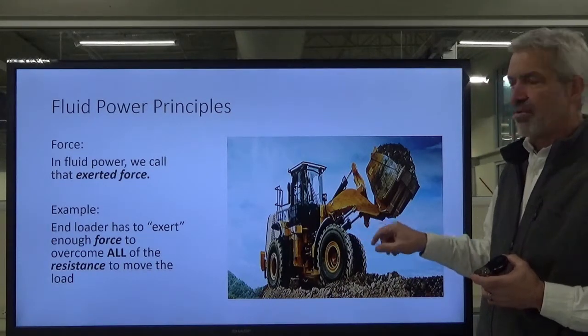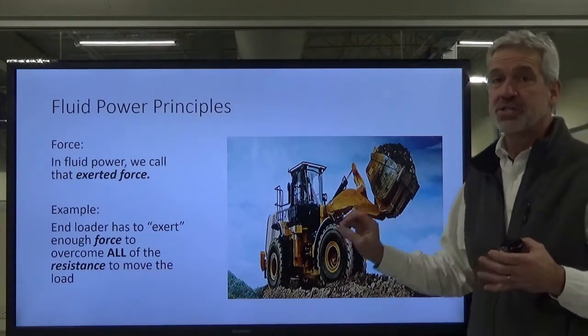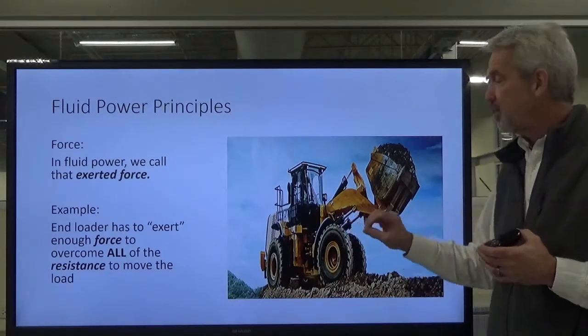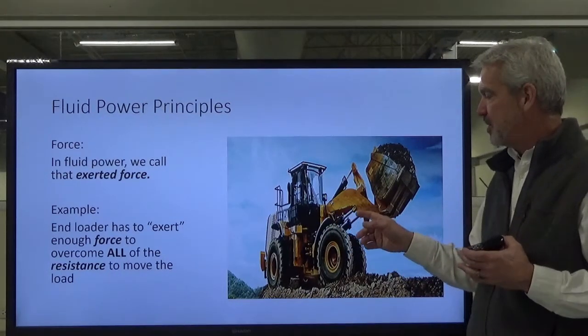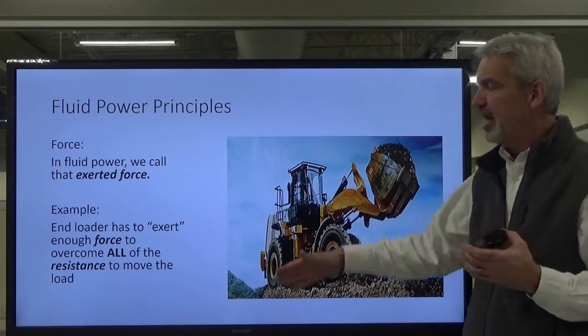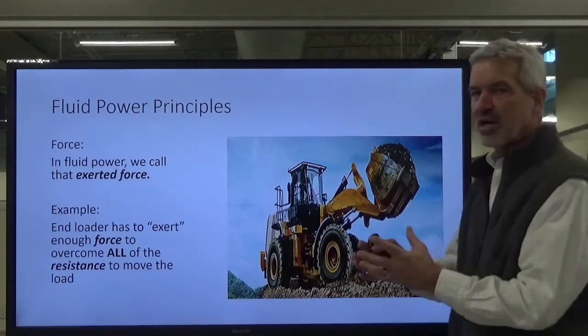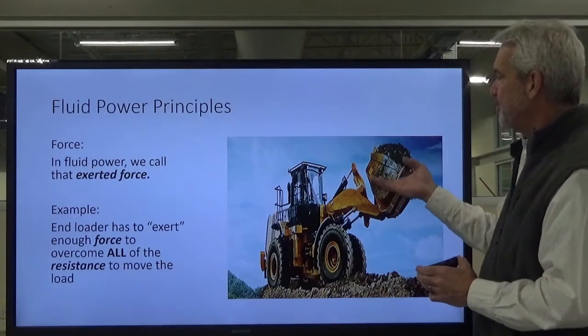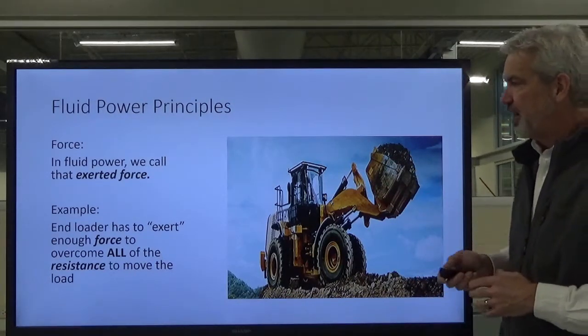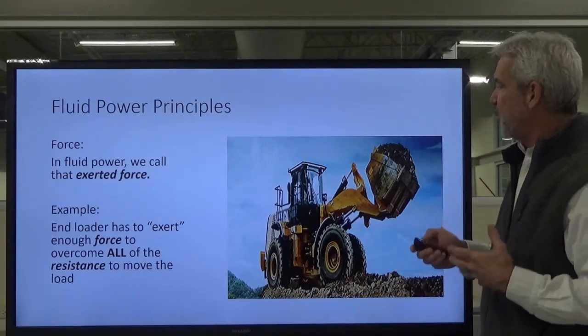Okay, you've got a connection point right here where there's a bearing, and it minimizes resistance through friction, but you still have some resistance there. You've got the seals and things like that, and the lines. The pump has to overcome all of that resistance in order to lift this coal. We call that exerted force.